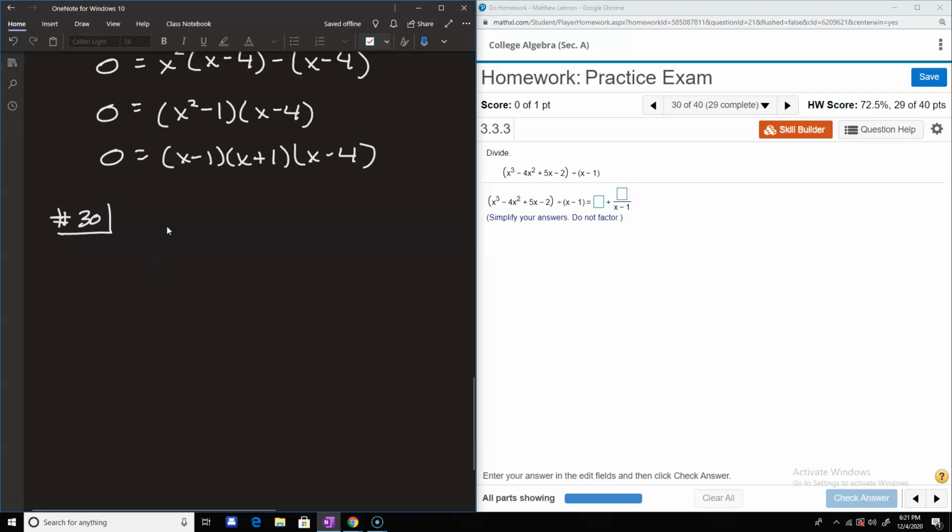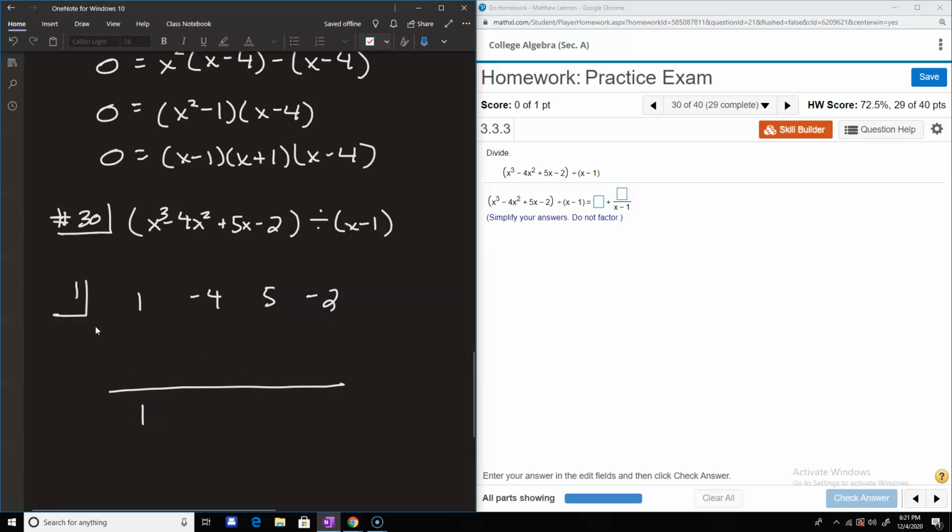Synthetic division is pretty easy. You just have to get the setup correct. We're not missing any terms here, so we don't have to add any zeros. And our number on top, the root of x minus 1, is 1. Then the other coefficients are 1, -4, 5, and -2.